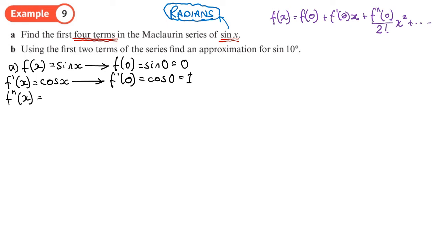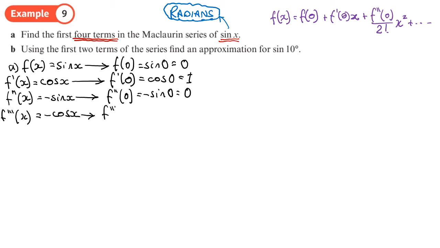So if you differentiate cos, you get negative sine. So the second derivative at 0 is going to be negative sine 0, which is basically negative 0, which is 0. Next one, when you differentiate negative sine, you get negative cos. So the value at 0 is going to be negative cos 0, which is going to be negative 1.